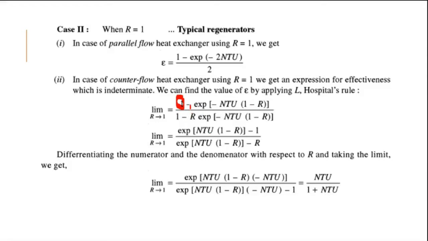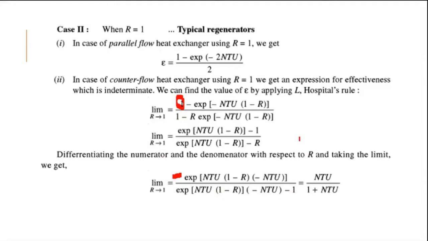And we need to differentiate minus e to the power minus NTU (1 minus R). If you differentiate that, with a minus sign, it becomes minus e to the power minus NTU (1 minus R) multiplied by minus NTU, whole divided by, again the denominator with a minus sign, exponential of minus NTU (1 minus R) multiplied by minus NTU, minus 1.